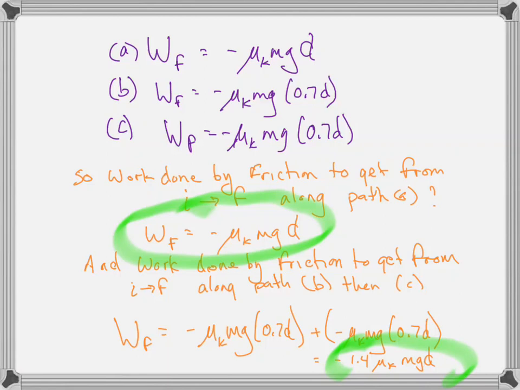Friction is a non-conservative force because it takes a different amount of work if you travel a different path. Gravity, same amount of work if you travel a different path. Friction, different amount of work if you travel a different path. So friction is what's called a non-conservative force, and gravity is a conservative force. Done and done.